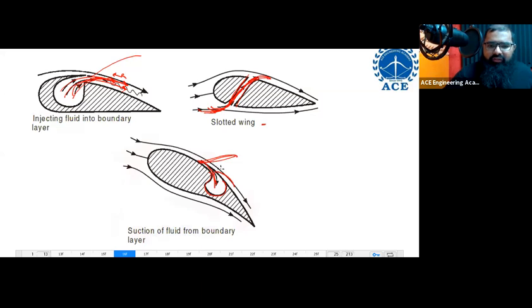Injecting fluid, slotted wings, suction of fluid from the boundary, rotating a body. You can have one more method. Imagine a body is experiencing boundary layer separation. If you rotate the body, then the boundary layer separation is going to get reduced. Okay, so these are some methods. Rotating a body is also one of the methods. So this is regarding the concept of boundary layer separation.